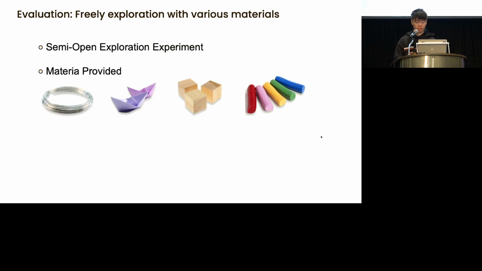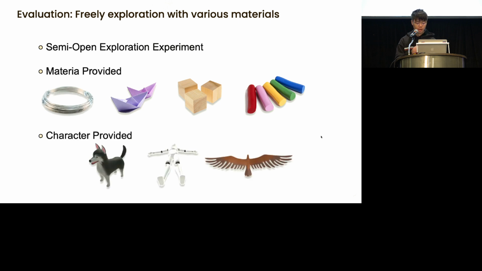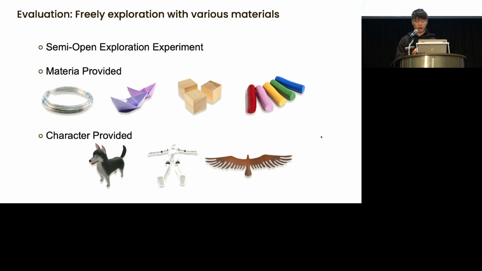We also conducted a semi-open exploration study using a range of materials like metalware, origami, clay, and wooden cubes. The participants had 50 minutes to create physical proxies for characters such as humans, birds, and dogs. To keep the focus, we limited the materials to common items found in everyday life, and participants were encouraged to combine at least 2 different materials. After crafting each proxy, they animated their creation using our system.